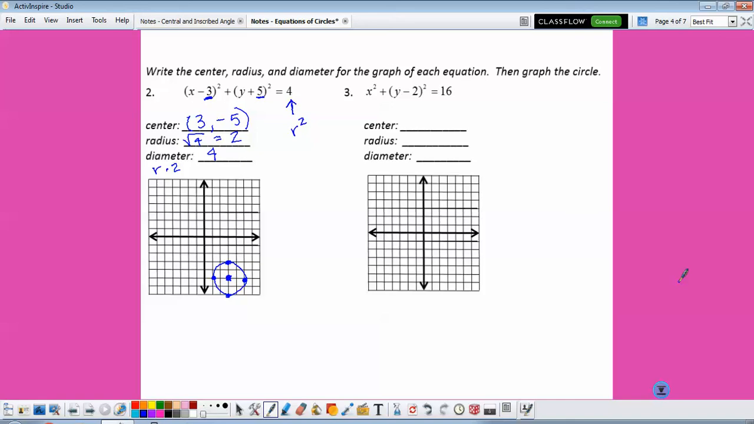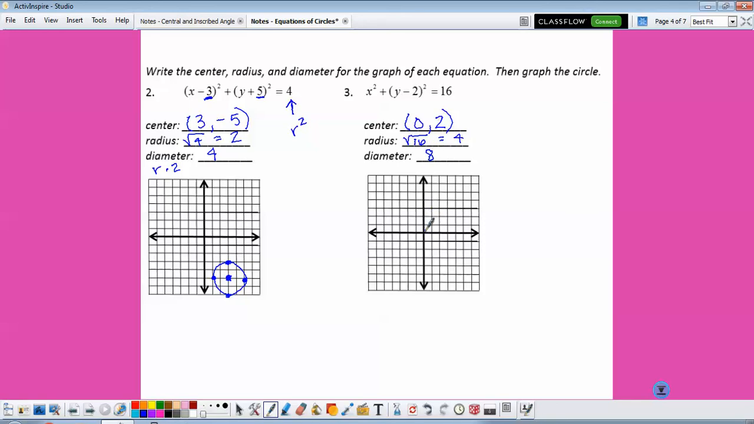In number 3, since there's no number with x in parentheses, we know the x part of our center is 0. With minus 2, we know our center's at (0, 2). The radius is the square root of the last number. The square root of 16 is 4. 4 times 2 is 8, so our diameter is 8.